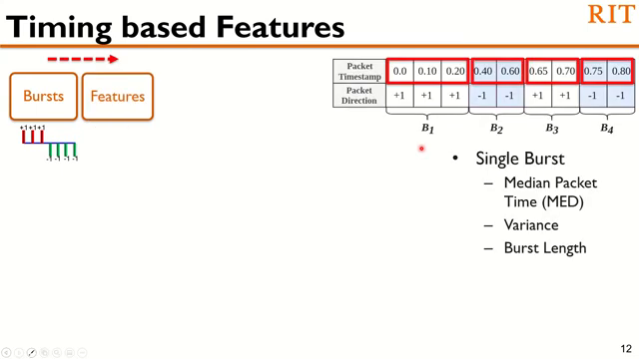Among our 8 features, 3 of them are from a single burst. In this figure, we can see an example of 4 bursts and their associated timing and direction. Using the timing vector of each burst, which are marked as red boxes, we extract the median, variance, and burst length feature. Here, burst length is the difference between the timing of the first packet and the last packet within a particular burst. For example, for burst 1, the timing of the first packet is 0.0 and the timing of the last packet is 0.2.